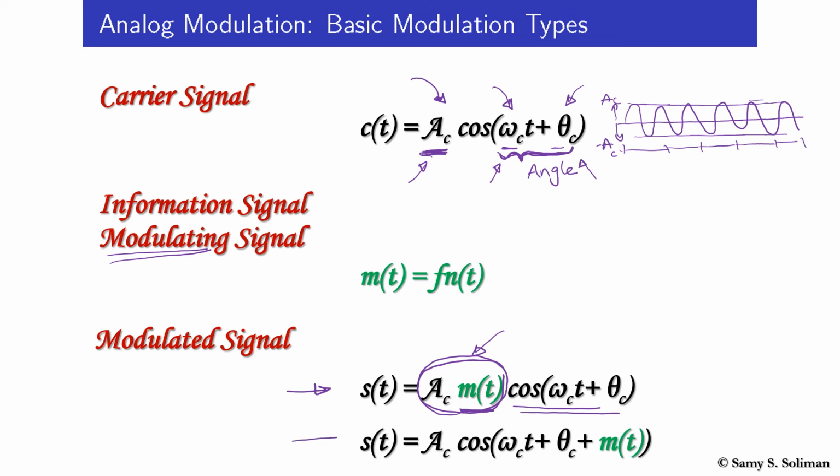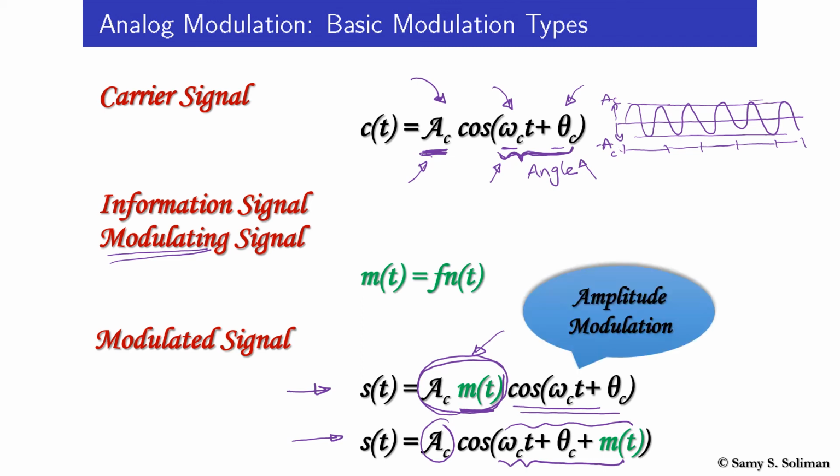Similarly, we might have the information signal included in the angle of the carrier. In this case, we still have the amplitude fixed. However, the angle became varying in accordance with the information signal, and that's why we might see a change in the frequency with time, or a change in the phase with time, according to how this m of t is included.